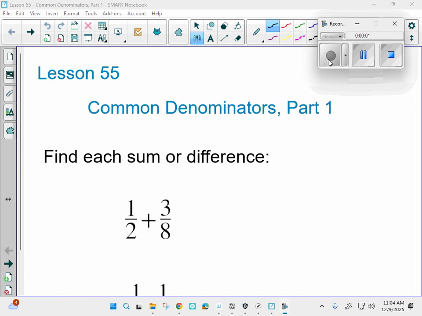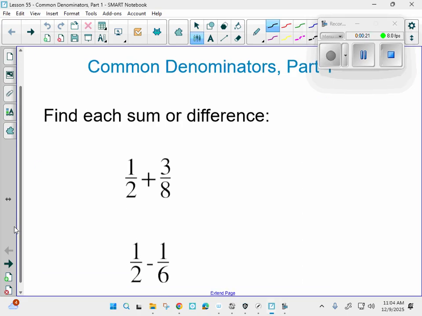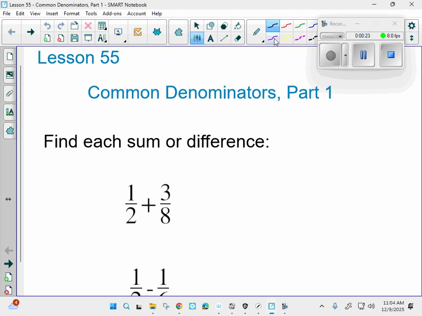Lesson 55. Find each sum or difference. So we've got 1/2 plus 1/8. Raise your hand if you can tell me the least common denominator 2 and 8 go into. Josie, what do you think? It is 8. All right, so I need to rewrite this first fraction as something over 8.